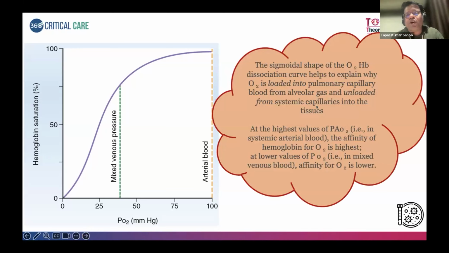Now, the sigmoidal shape of the oxyhemoglobin dissociation curve helps to explain why oxygen is loaded into the pulmonary capillary blood from alveolar gas and unloaded from the systemic capillaries into the tissues. Clear? At the highest value of the arterial blood oxygen, that is the systemic arterial blood, the affinity of the hemoglobin for oxygen is highest, which is the yellow color here. And at a lower value of PaO2, that is mixed venous blood, affinity for oxygen is lower. That is why the oxygen unloading to the tissue is better, so the end organs will get more oxygen.